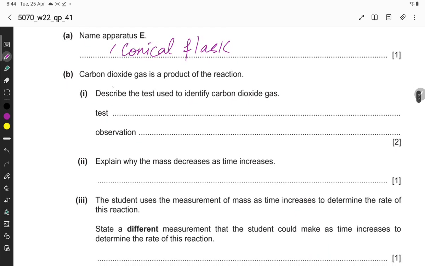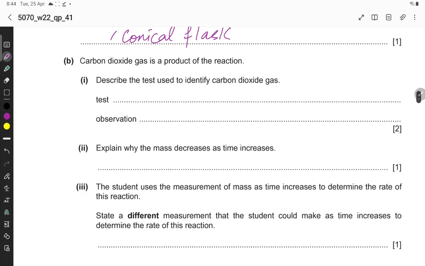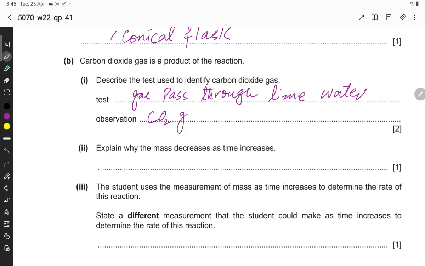Carbon dioxide gas is a product of the reaction. Describe the test used to identify carbon dioxide gas. Pass the gas through lime water. Carbon dioxide gas turns lime water milky.